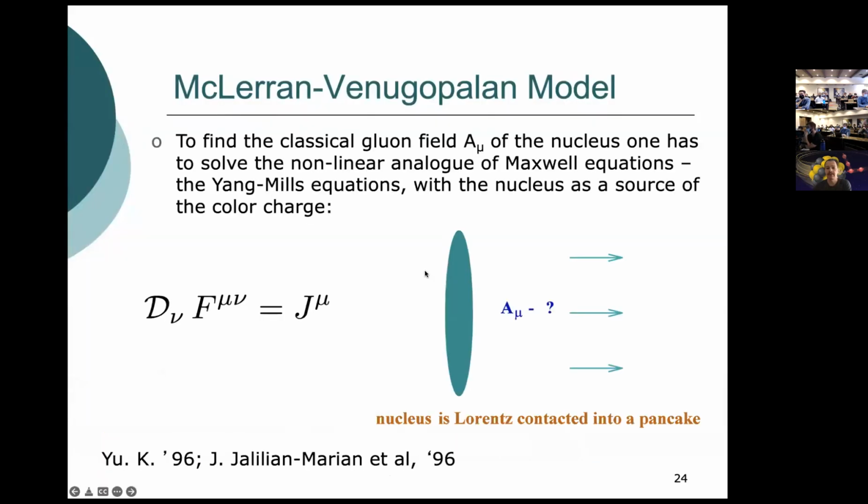Anyway, so the MV model states that if I want to calculate a gluon field, A mu, of a nucleus, we just solve classical Yang-Mills equations, and that's doable. I'm not going to bother you with details, but one can solve classical Yang-Mills equations for a single source, nucleus, or proton even, analytically.